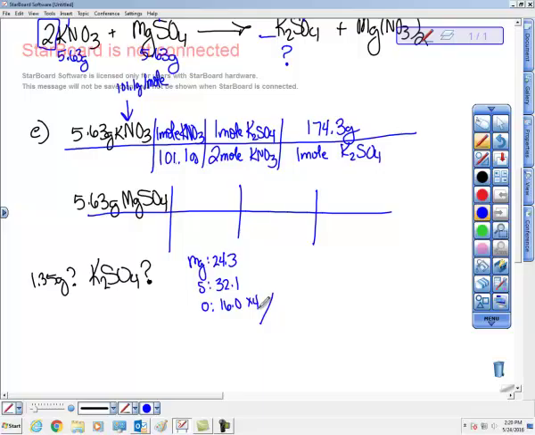Okay, I got 120.4. Sound about right? Alright, so I'm going to follow the mass here. Grams, cross-canceling grams. I'm going to put 120.4 grams down here, and that's equivalent to 1 mole of MgSO4.